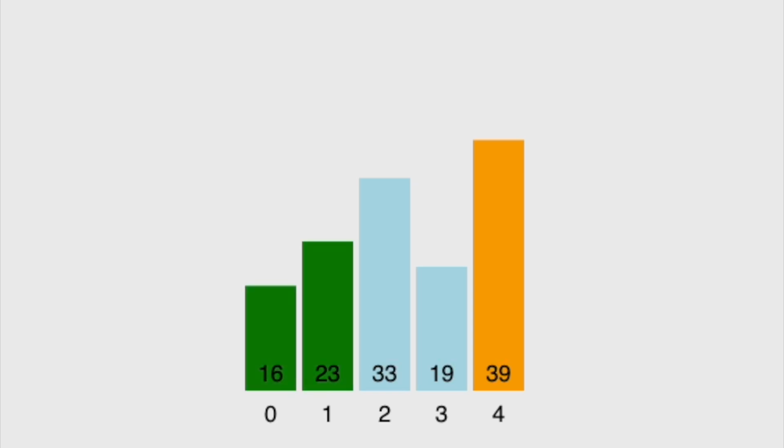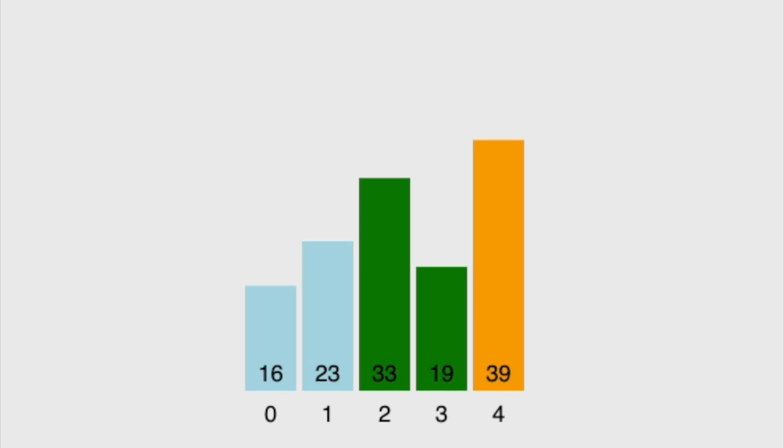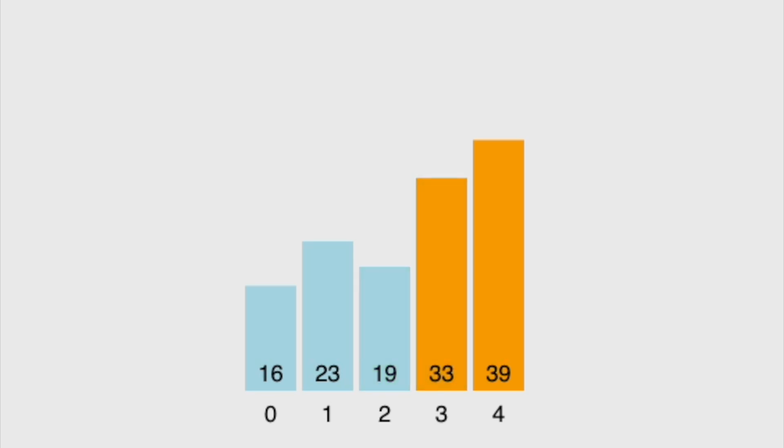So as you saw, 16 and 23 are already in the correct places, so are 23 and 33, but when we get to 33 and 19, 33 is larger than 19, so we're going to make that swap and bubble 33 up to the end of the array. 33 is now in the correct spot, so we just have these last three elements that need to be sorted.